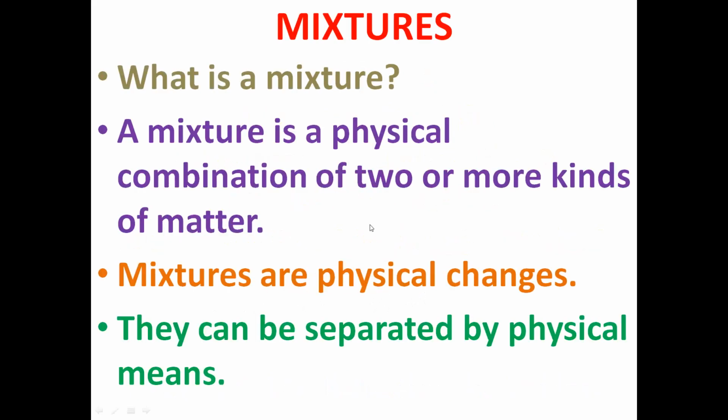Mixtures. So what is a mixture? A mixture is a physical combination of two or more kinds of matter. It's not a chemical combination, it's a physical combination. There is no chemical reaction going on here. Mixtures are physical changes. They can be separated by physical means.